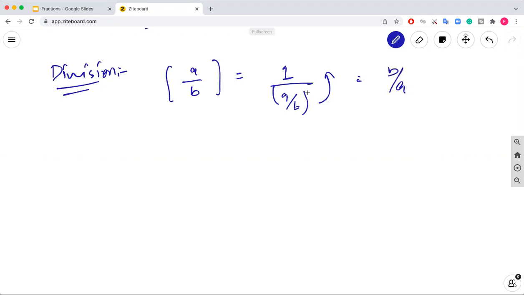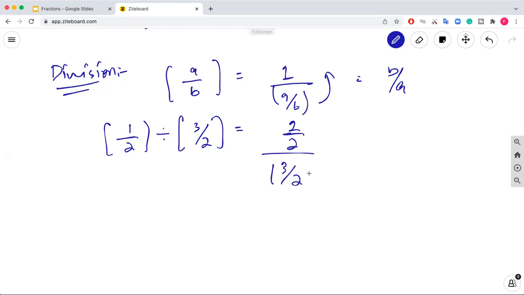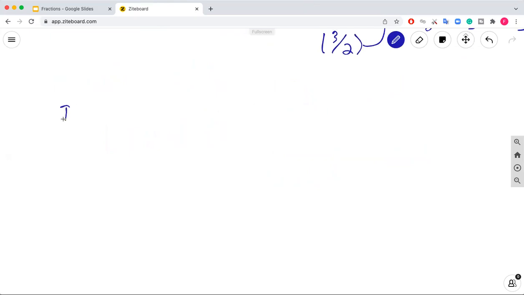Okay, for example, 1 over 2 divided by 3 by 2, what will be the answer? We have 1 over 2 divided by 3 by 2. Just take the reciprocal of this and multiply with the above fraction. This is 1 by 2 into 2 by 3, and the result is 1 by 3. And now, for example, we have an integer above a fraction.